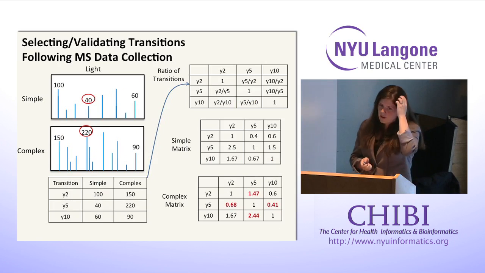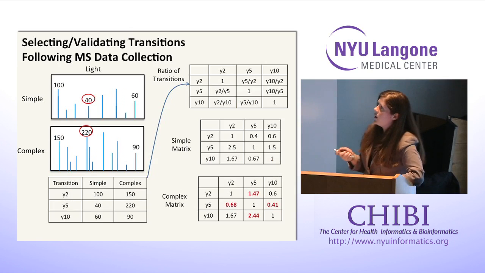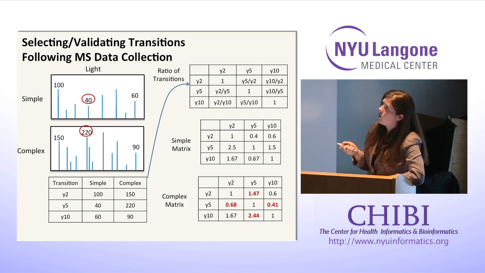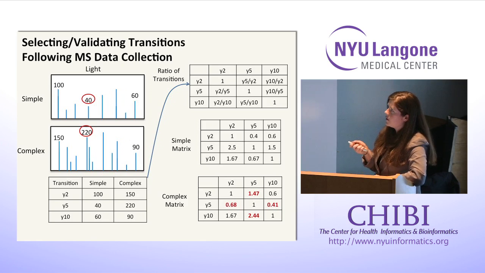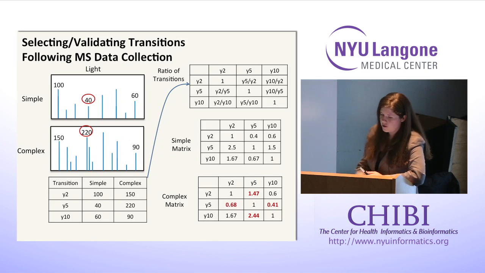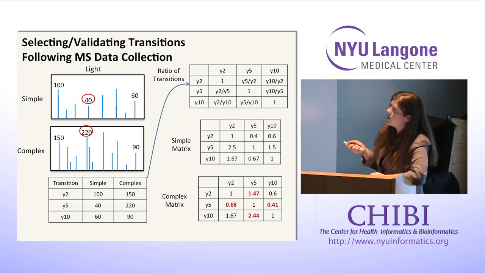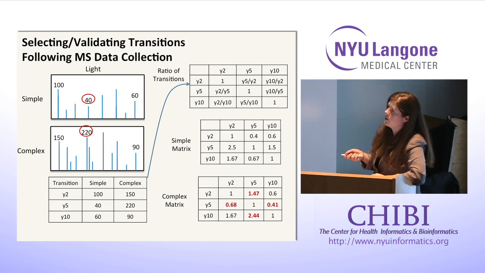So here's a really simple example of how our algorithm works. We do this for both light and heavy separately, and then we bring them together at the end. So if we're just looking at light, we have our simple and complex matrix. I just picked out 3 transitions and the intensities of each of these transitions, which are shown here. So we then make a ratio of transitions for each spectra. So this is the relative intensities. So for each transition, we make a ratio to each other. And we do this again for simple and complex. And our simple is our reference.